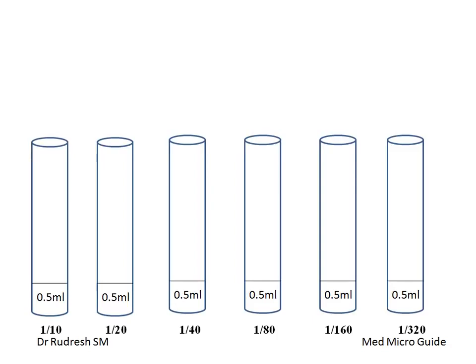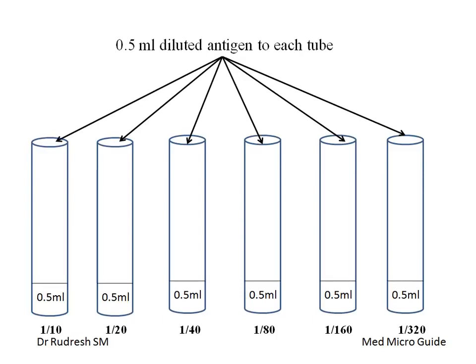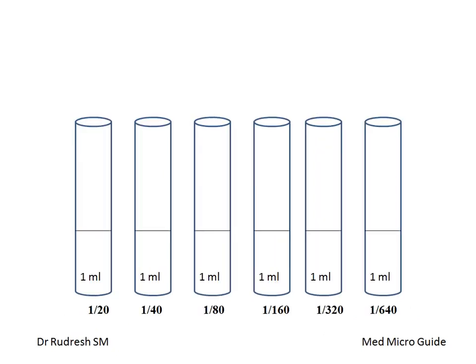So once we have made the dilution, we will be left with 0.5 ml of each dilution, starting from 1 in 10 to 1 in 320. Now we are going to add 0.5 ml of the diluted antigen to each of the tubes. When you add 0.5 ml to the existing 0.5 ml of the diluted serum, it becomes a total of 1 ml, and a further double dilution of the initial dilution will occur, giving a final dilution of 1 in 20, 1 in 40, 80, 160, 320 and 640.